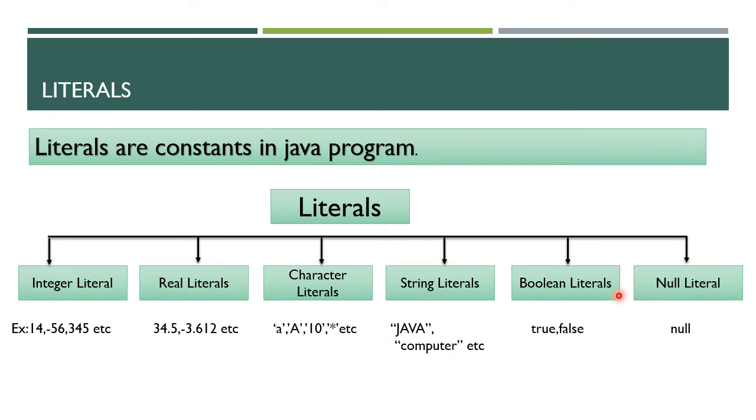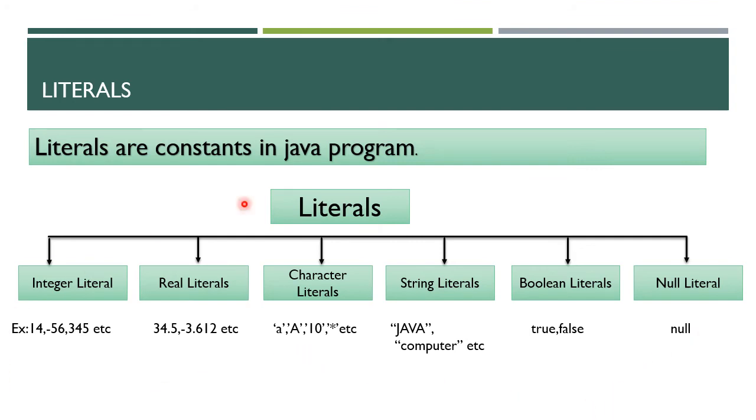Boolean literals, or special literals. They represent true or false and can be used in a Java program to check whether a given logical condition is satisfied or not. Null literal is also a special purpose literal and its value is null. All the letters should be in small case, and this is used to initialize an object.